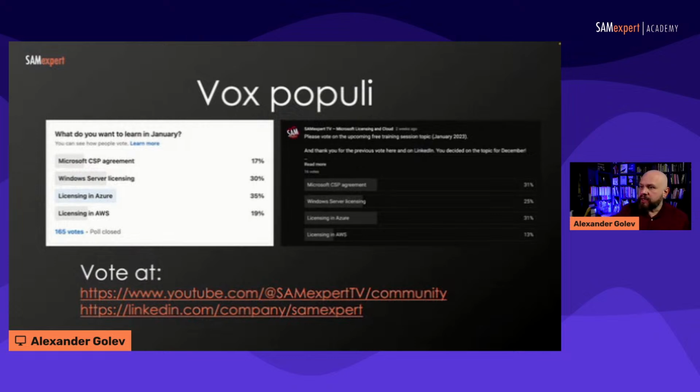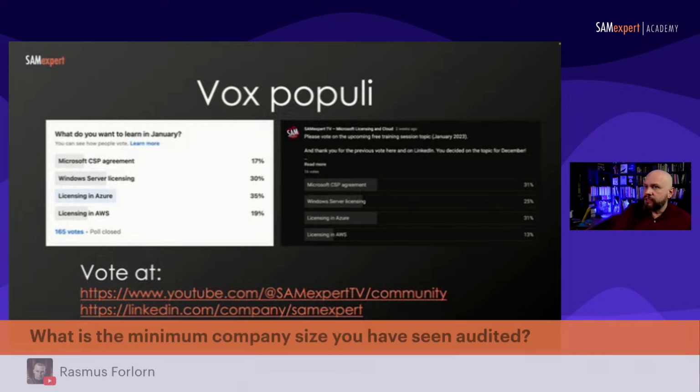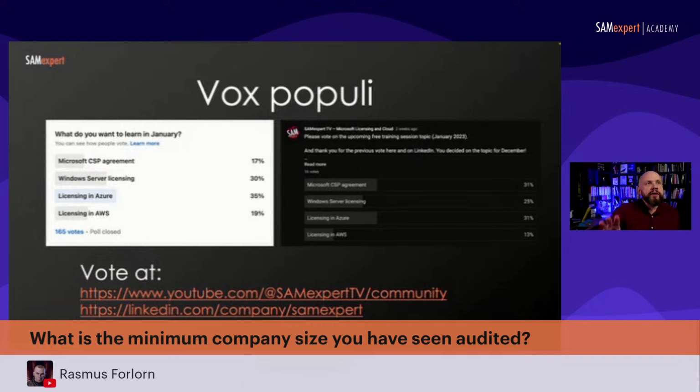We have a question. What is the minimum company size you have seen audited? Well, there are various types of Microsoft audits. There are audits and there is compliance verification. There are software management services, which are also essentially audits, but not as harsh as real audits. So in regards to real audits, the smallest I've seen was 1,000 computers, but that was in a small country. If we talk about mid-sized countries and large countries, I wouldn't expect an audit in a company below 1,000 seats anyway.